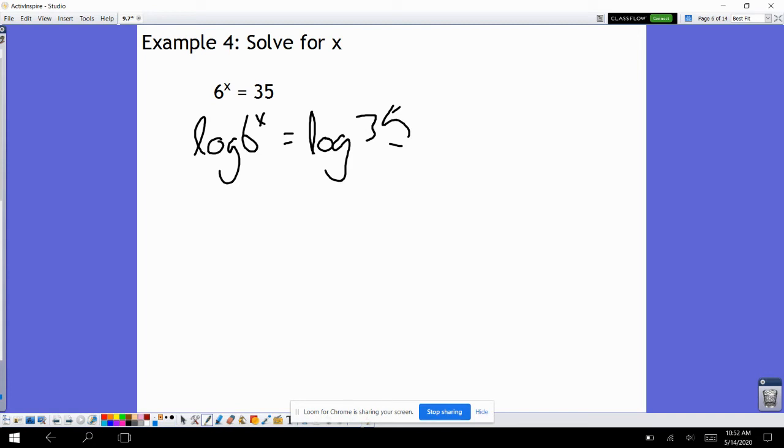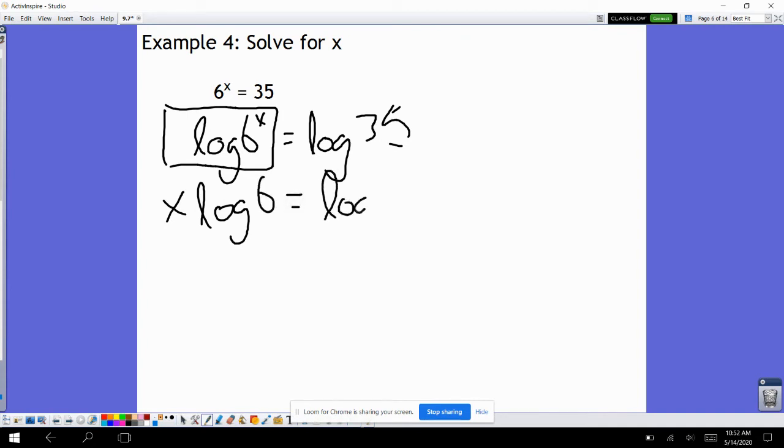Well, notice on this left-hand side, I'm now taking the logarithm of an exponent, 6 to the x. If you recall, this is a situation for our power property. So log of 6 to the x is the same as taking that exponent and multiplying it by log of 6. So we have x times log of 6 is equal to log of 35.